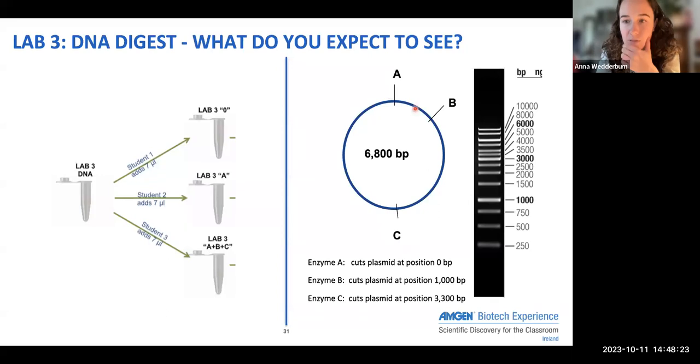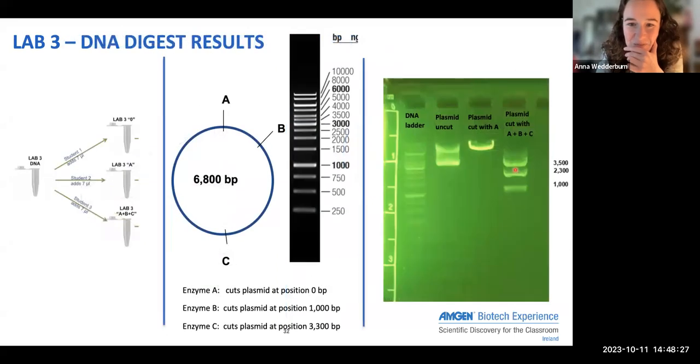I can't remember off the top of my head, I think I've got it written on the next slide, so we'll get to that. So this is basically what we're seeing. We're going to have our plasmid uncut. So that's the 3-0 basically. Then we've got the one that's just cut with A. So that's why we just get one band there. And then we've got 3 bands here. So we've got those 3 there.